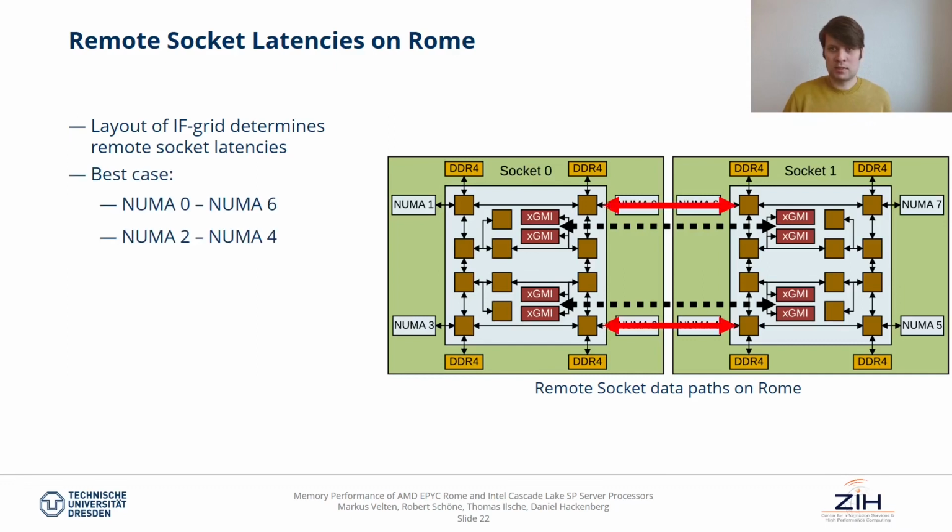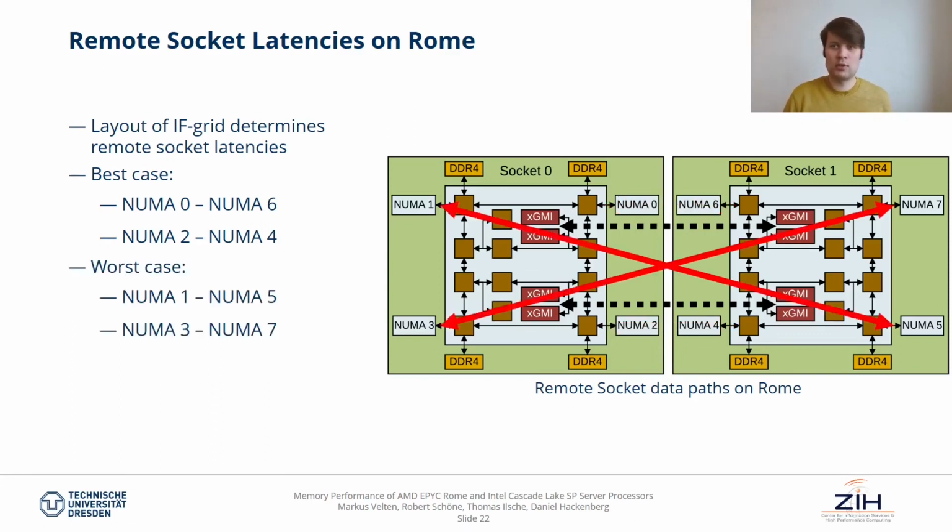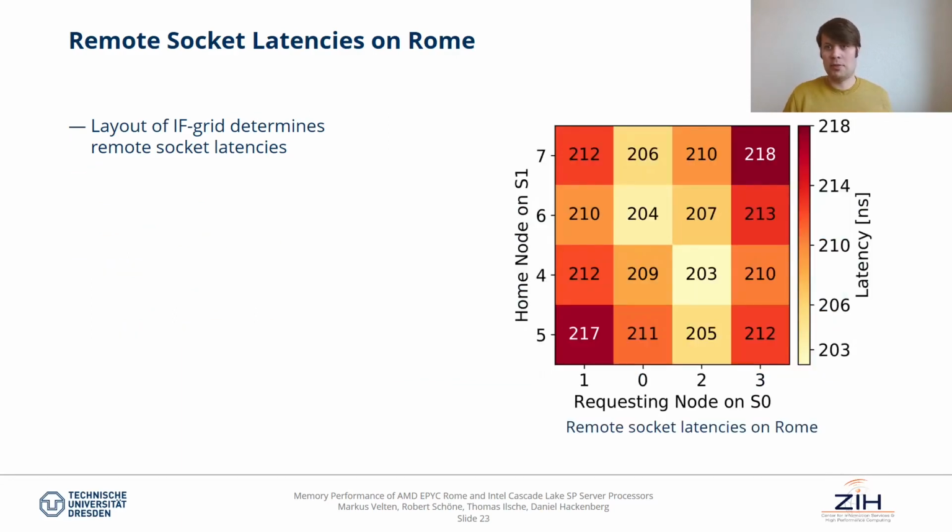For instance, the best case scenario would be if transfers happen between NUMA node 0 and 6 or NUMA node 2 and 4, simply because they have the shortest data travel paths for these transfers. The worst case scenario, on the other hand, is a direct diagonal access from NUMA node 1 to 5 or 3 to 7, which is something that we can back up with numbers as well.